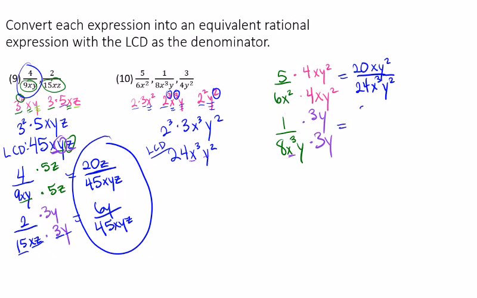And on top, 1 times 3y is just 3y. On the bottom, it'll be 3 times 8 is 24. X cubed comes over, and y times y is y squared. So we get the same thing, right, that we needed.